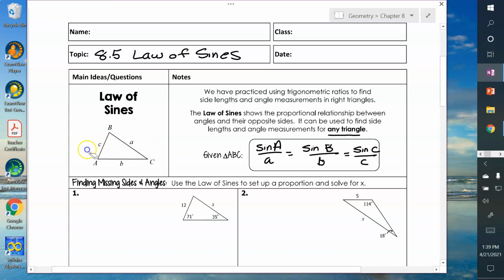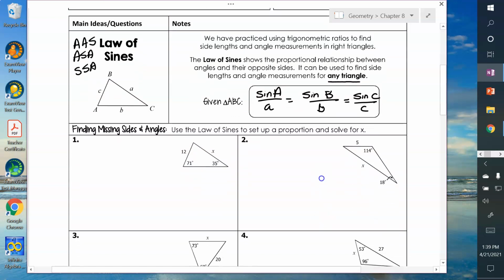Now to use the law of sines, you need to have two angles and a side. So we can give you angle, angle, side, or angle, side, angle. And the other possibility is two sides and one angle. So side, side, angle. So that's what you can use the law of sines for. So let's go ahead and do some examples.